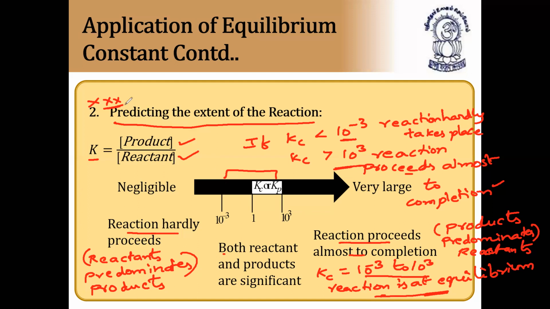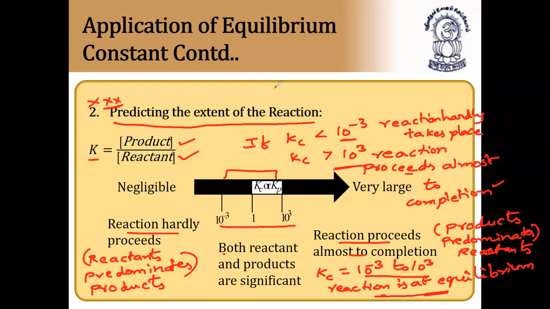So the second application of the equilibrium constant is that it helps in predicting the extent of reaction. See how nicely it has been explained; the diagram has also been given clearly. Please note it down, this concept is very, very important. The first application is that the equilibrium constant gives the direction of the reaction, and the second is that it gives the extent of reaction.